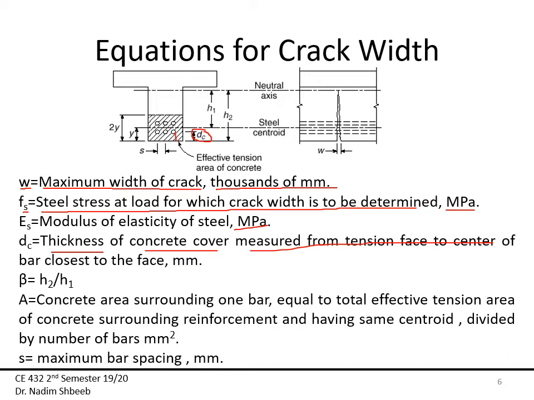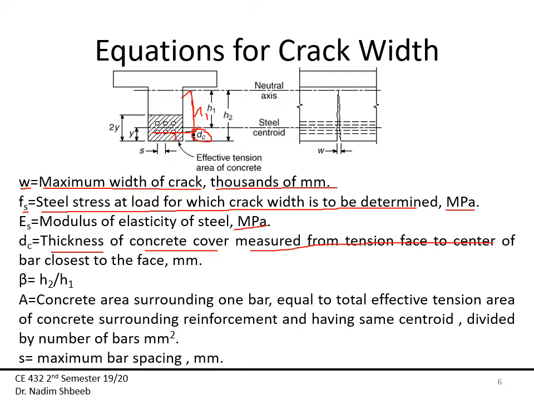Beta is equal to H2 over H1. Now H2 is the distance from the neutral axis to the outmost tension fiber, which is right here. H1 is the distance from the neutral axis to the center of the reinforcement. So if I had, let's say, one layer of reinforcement instead of two, then this would be my H1.